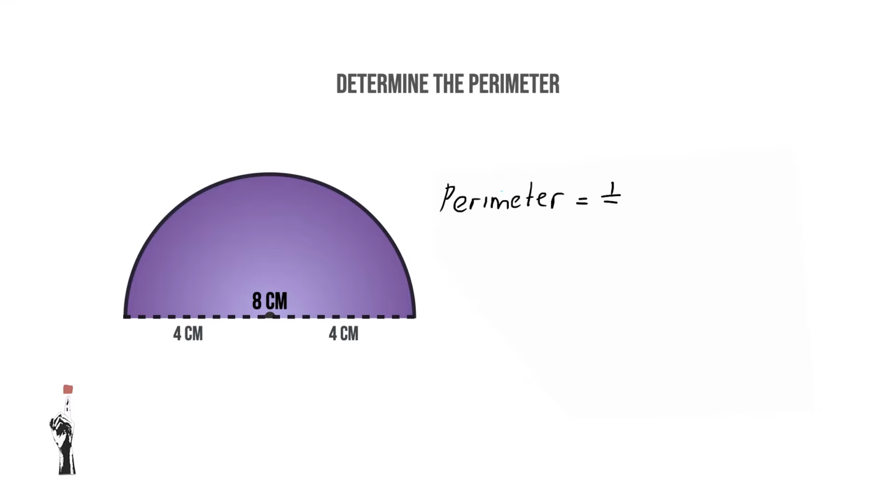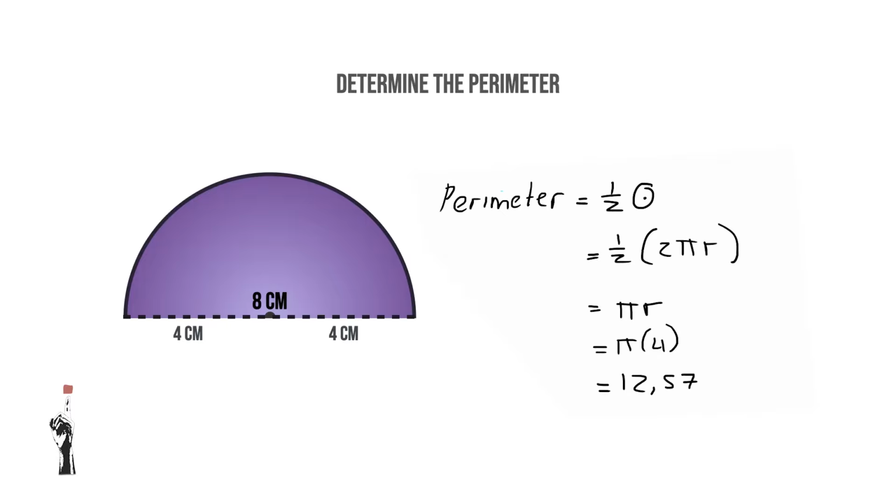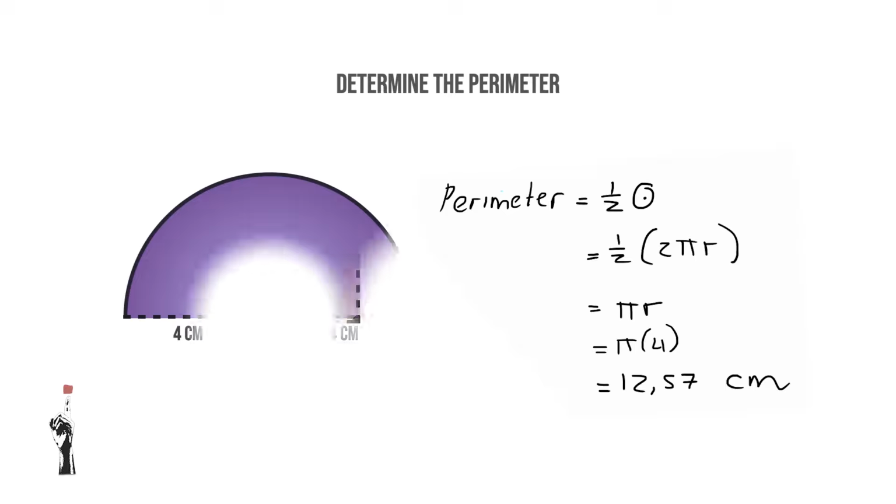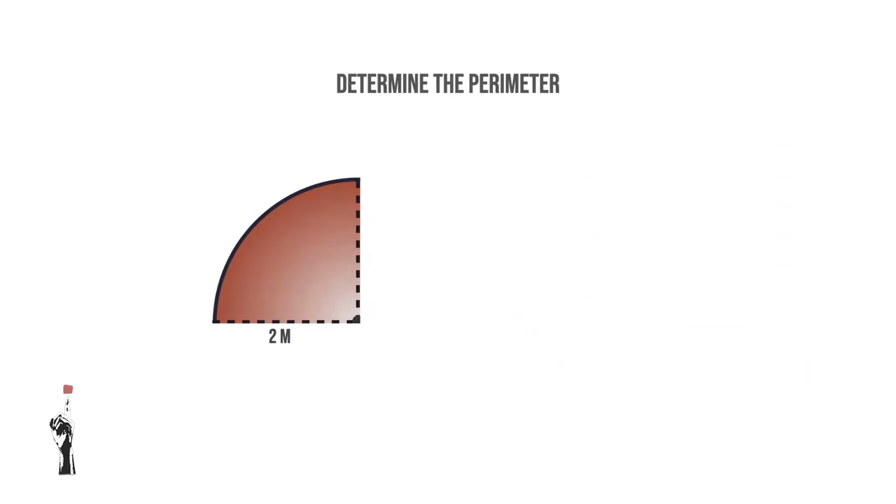is equal to a half of that of a full circle, which means it's a half times 2 pi r. A half times 2 is equal to 1, which leaves us with 1 pi r, which is just pi r. Pi times r, which is 4, gives me 4 pi. If I insert 4 pi on my calculator and I press the SD button, I find the answer for my perimeter as 12.57 rounded off centimeters.